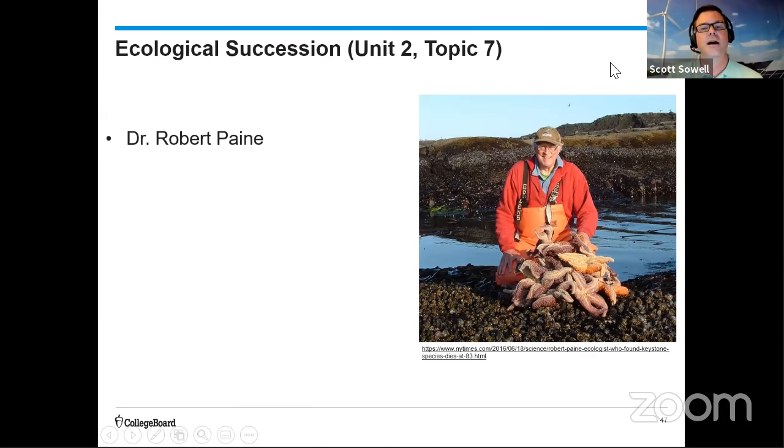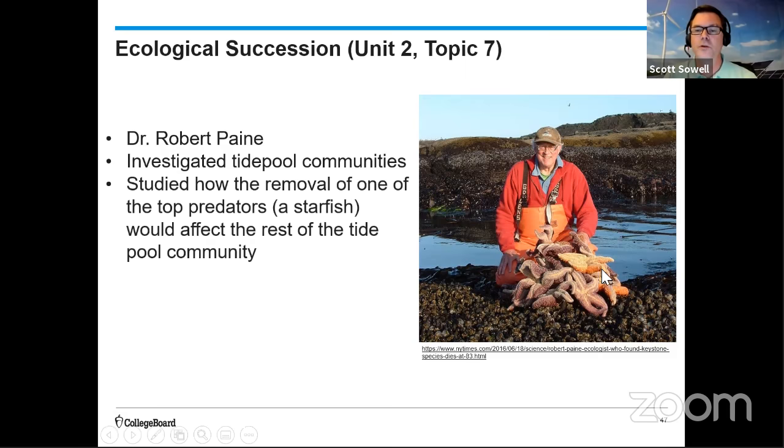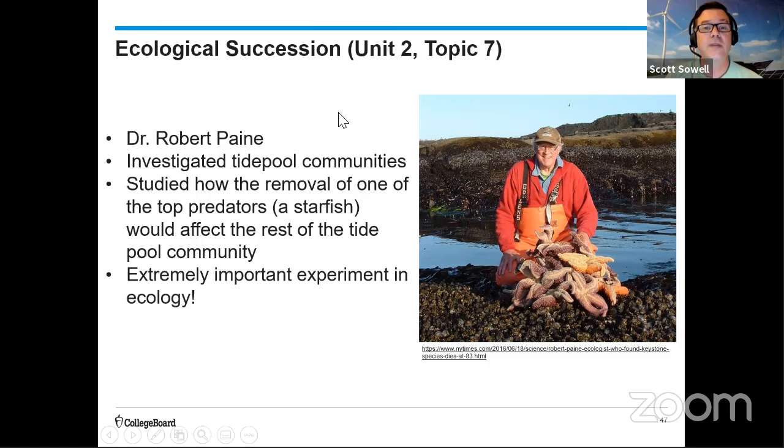Robert Paine, brilliant scientist who was really famous for this first experiment he did with starfish, talking about the role of keystone species. So he investigated tide pool communities, and he studied how the removal of this one species of large starfish would affect the rest of the community in the tide pool. Again, an extremely important experiment in ecology. So he was really interested to see how these kind of apex predators like these starfish regulated the biodiversity of an ecosystem.